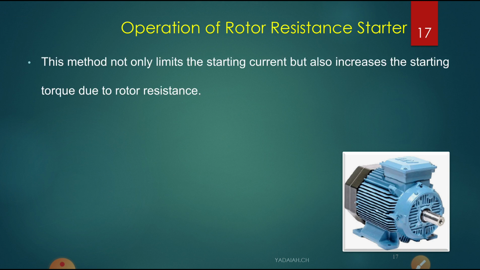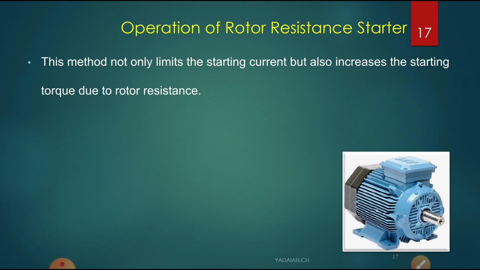limits the starting current I1, but also increases the starting torque due to the rotor resistance. Previously we already derived the equation: the starting torque depends upon the rotor resistance. Once the initial resistance is added externally in the rotor circuit, the starting torque also increases. That means the pickup initially increases.